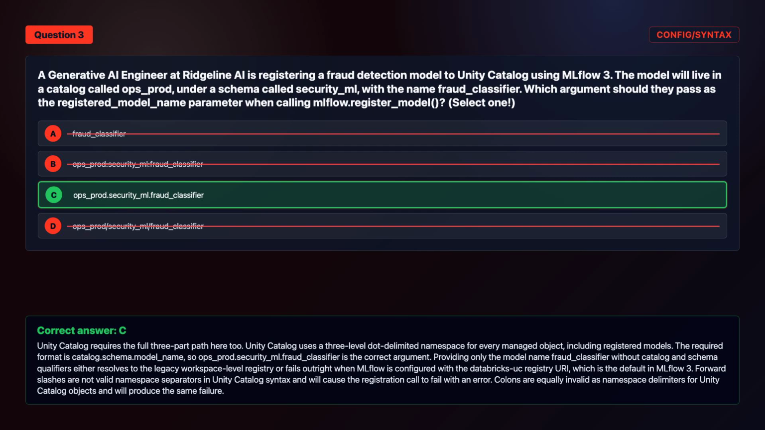Providing only the model name fraud_classifier without catalog and schema qualifiers either resolves to the legacy workspace level registry or fails outright when MLflow is configured with the Databricks UC registry URI, which is the default in MLflow 3. Slashes (//) are not valid namespace separators in Unity Catalog syntax and will cause the registration call to fail with an error. Colons are equally invalid as namespace delimiters for Unity Catalog objects and will produce the same failure.